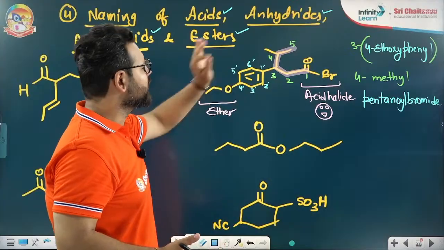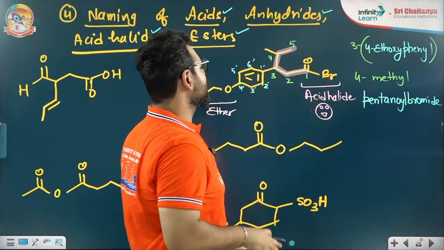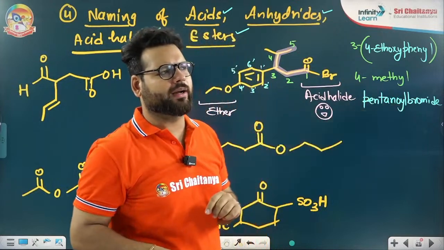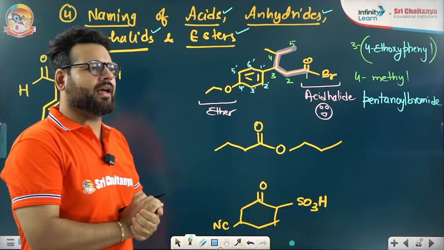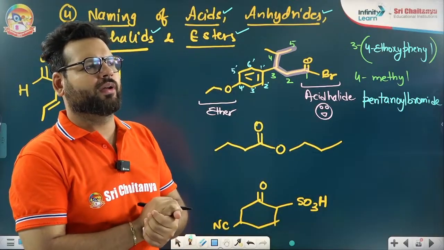4-ethoxyphenyl attached on 3rd number. On 4th number, there is a methyl attached on a pentanoyl bromide. This is the name: 3-(4-ethoxyphenyl)-4-methylpentanoyl bromide.